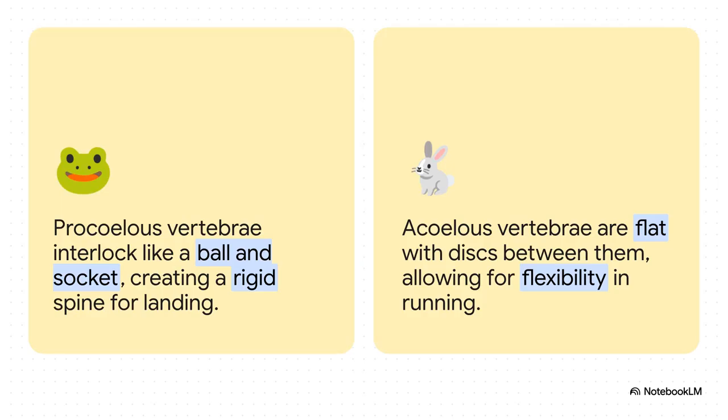The frog's vertebrae are what we call procoelous. They interlock, kind of like a ball and socket, creating this super strong, rigid structure that's perfect for absorbing the shock of a landing. The rabbit's vertebrae are acoelous. They're flat on both ends with a little disc in between. This allows for the incredible flexibility it needs for sprinting and dodging. It's stability versus flexibility written right there in the bone.